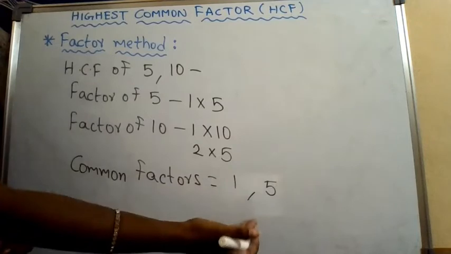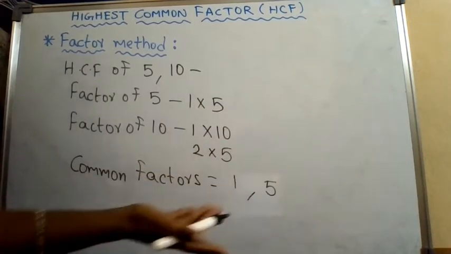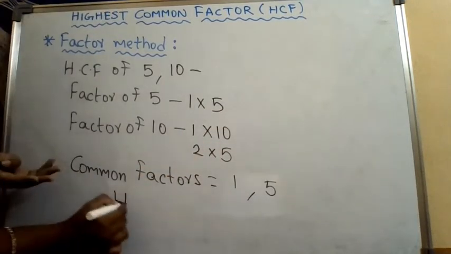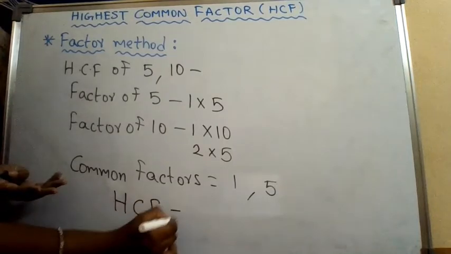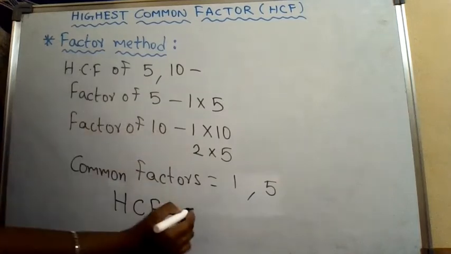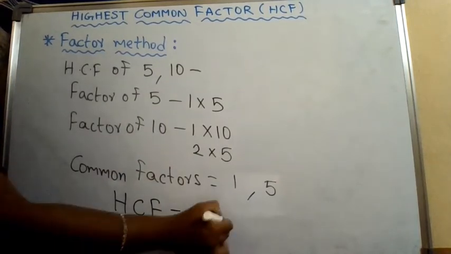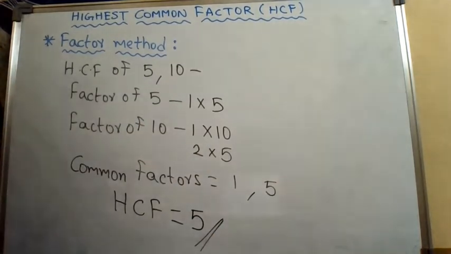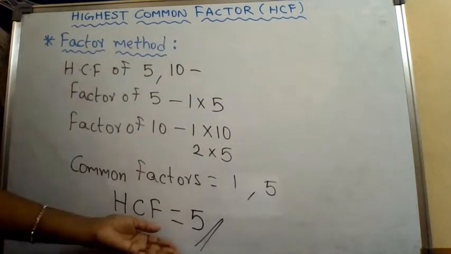In this 1, 5, what is the highest common factor? That is nothing but the HCF. I mean the highest number, or the greatest number. What is that number? It is obviously 5. So this is what HCF means. The HCF of 5, 10 is 5.